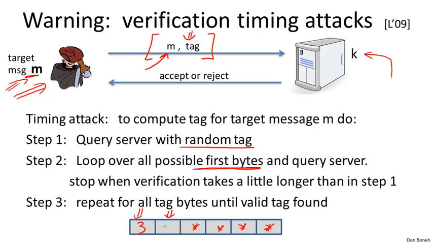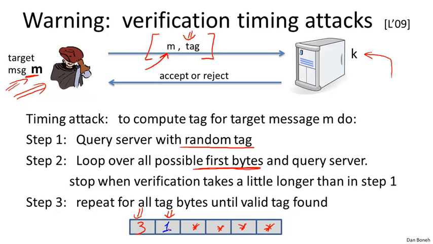So here, he's going to submit a tag where the second byte, let me use a different color, is set to 0, and he's going to measure whether this took a little bit longer than in step 2. If not, he's going to change this to be set to 1, and he's going to measure if the server's response time is a little longer than before.